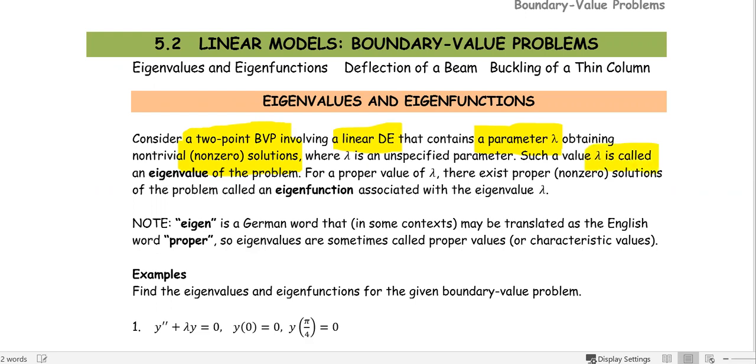And that lambda is called the eigenvalue. From the German, eigen means proper. So we're going to look for the proper numbers that would give us the proper solution. So we're going to have multiple lambda options.